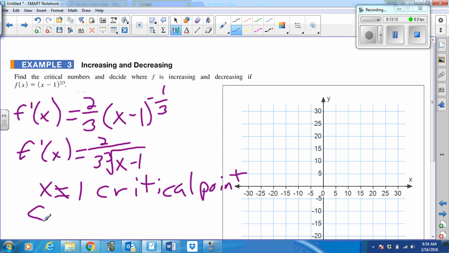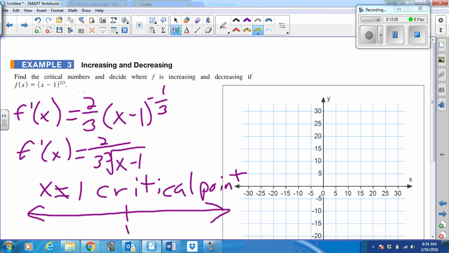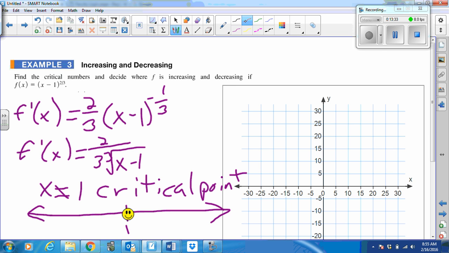So now we're going to show on the number line our critical point, which is simply 1, and I'll put a little happy face on that. Critical point. And so we only have 2 intervals that we need to test here. We need to test from negative infinity to 1, and then we need to test from 1 to infinity. And so I'll make this interval red, and I'll make this interval green.